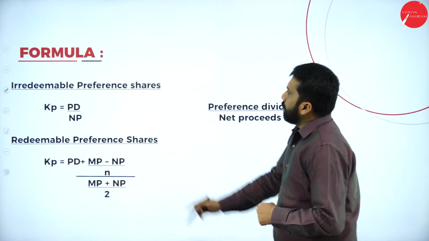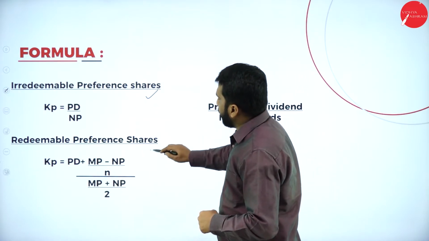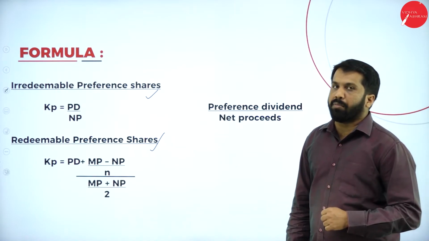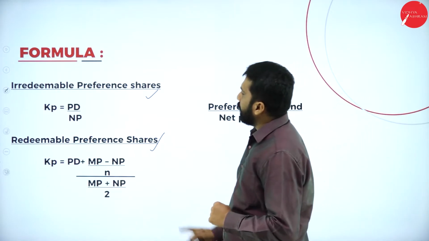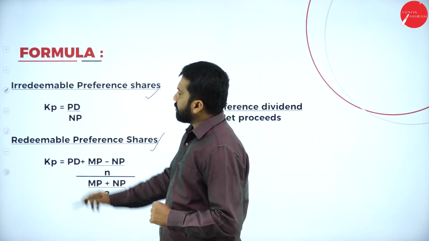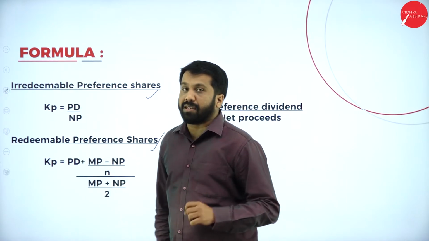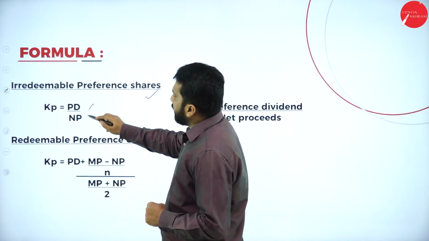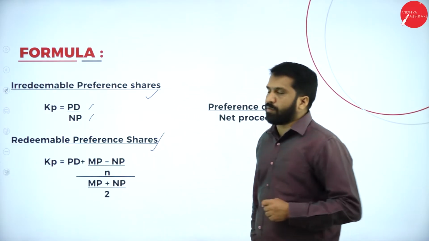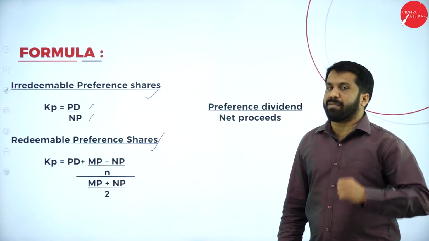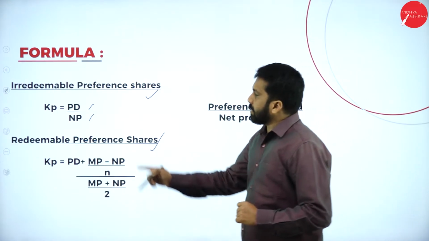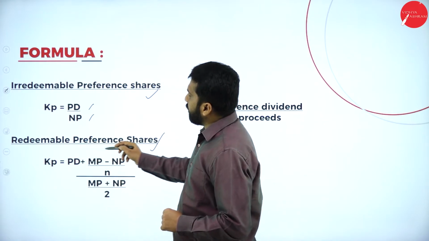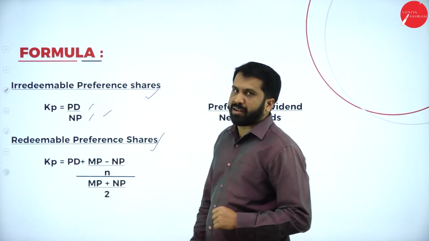Now, irredeemable you have, redeemable you have. As I told you, irredeemable and redeemable are common, like your debenture. Now, in debenture, what was it? KD, but now here it is KP. P means preference shares. Now, PD divided by NP. Earlier it was interest divided by NP, but in this, dividend divided by NP.